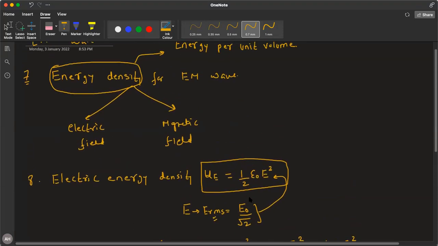Note it down. Then we will see the contribution from the magnetic field. Is it clear, everyone? Yes, sir. Shahzada, is it clear, this electric energy density? Yes, sir.